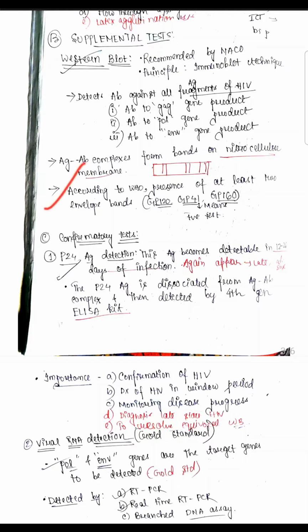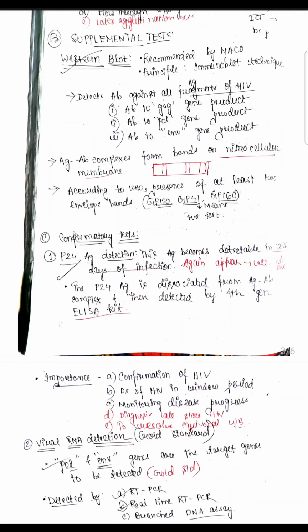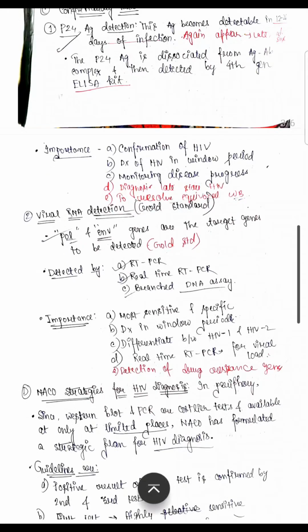Now, according to the World Health Organization, the presence of at least 2 envelope bands, that is GP120 or GP41 or GP160, out of these 3, any 2 present means the test is positive. Okay, now we are done with the screening test and the supplemental test. We will go for the confirmatory tests.